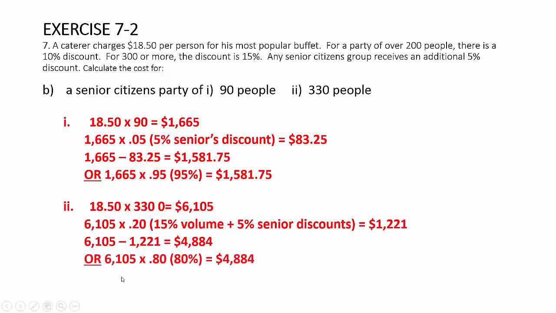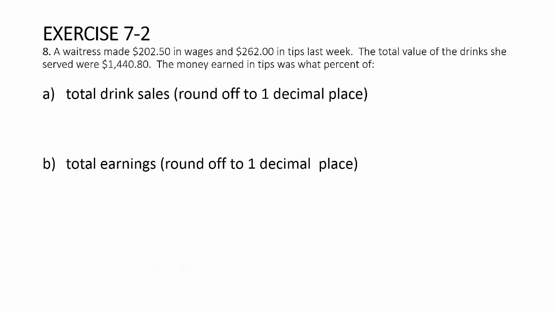$4,884. Or once again, a quicker way if you understand it, there's the undiscounted price. We're going to multiply it by 80% because that's all we have to pay. We're saving 20%. There's only 80% left. And once we do that, we again get the very same price.